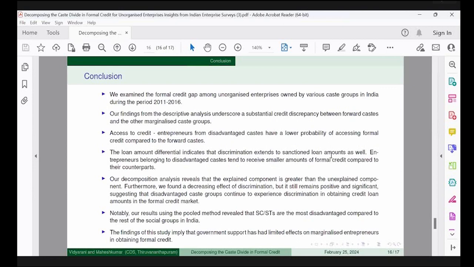In the FC category, we can see that the OBC and SC/ST categories are more disadvantaged when compared to the forward caste. Our decomposition analysis reveals that the explained component is greater than the unexplained component, and we also found a decreasing effect of discrimination, but it still remains positive and significant, suggesting that disadvantaged caste groups continue to experience discrimination in obtaining credit loan amounts in the formal credit market. So the findings of the study imply that government support has had a limited effect on marginalized entrepreneurs in obtaining formal credit in the Indian context. Thank you, ma'am.